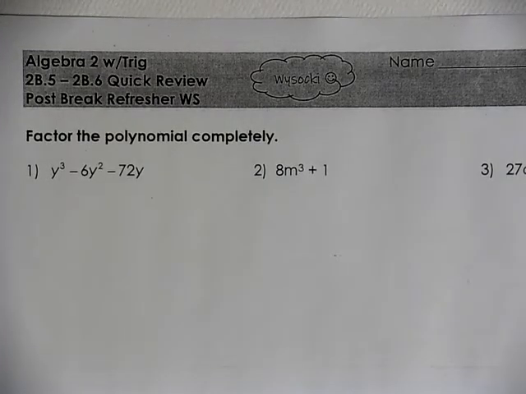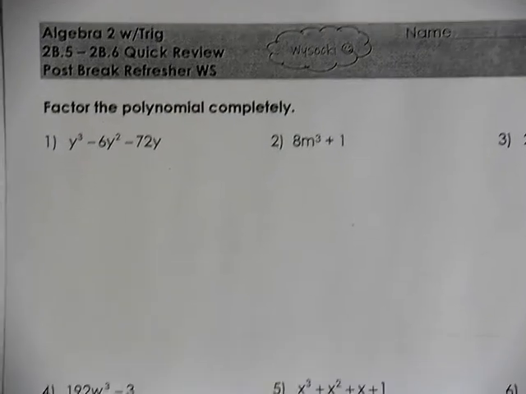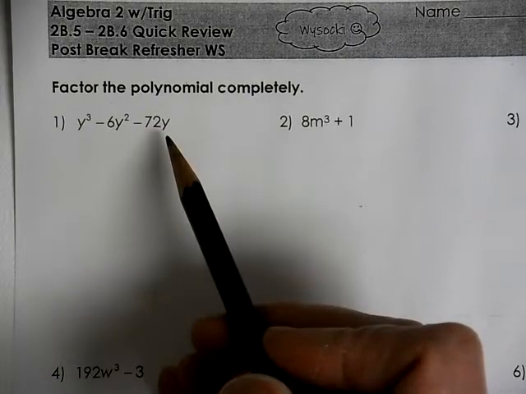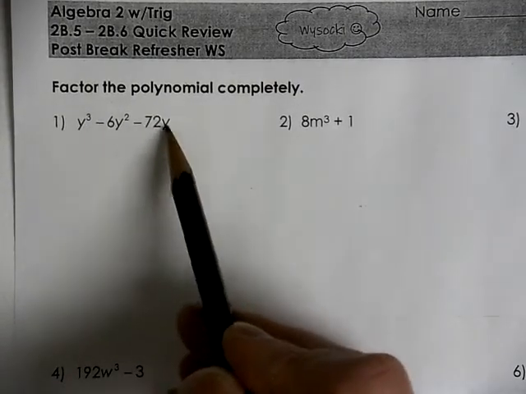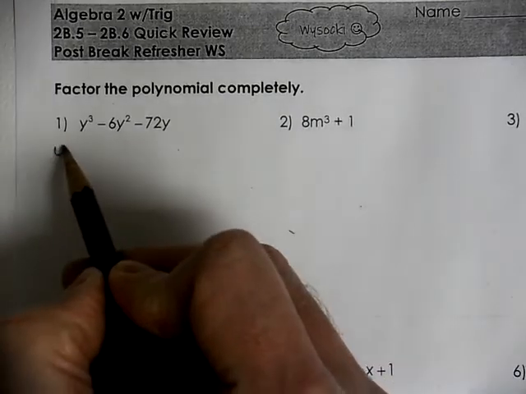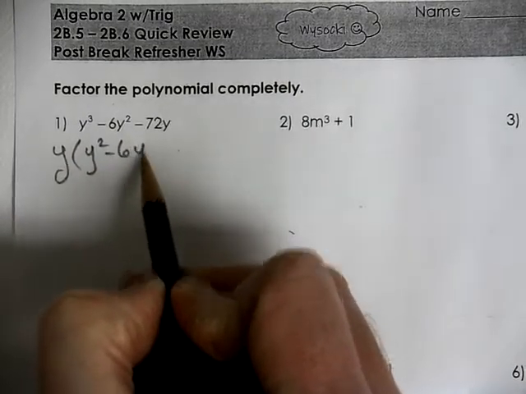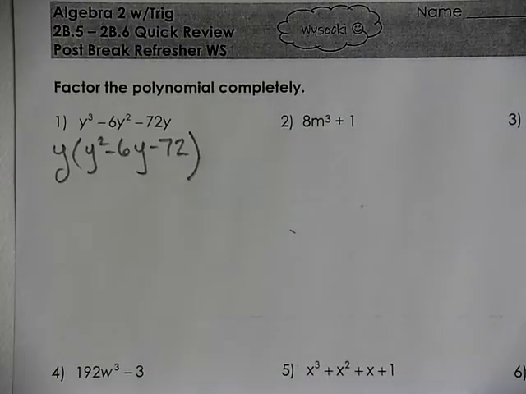For Algebra 2 with trig, we're looking at 2b.5 and 2b.6, doing a review to get us back focused on these topics. Lots of factoring. We look at number 1 and we see a trinomial. We notice that it's cubed. We notice that there is a y in every term, so we can factor out that GCF. By factoring out the GCF, we're going to drop down all the exponents by 1 degree.